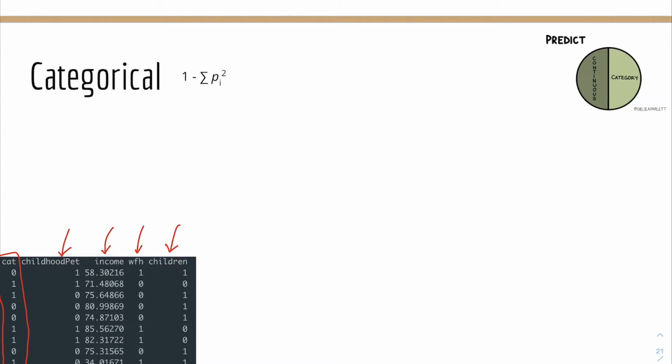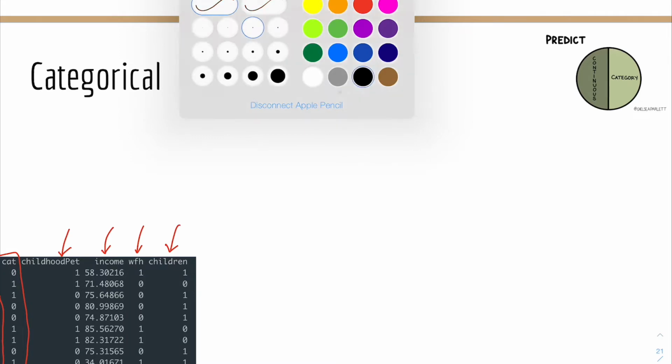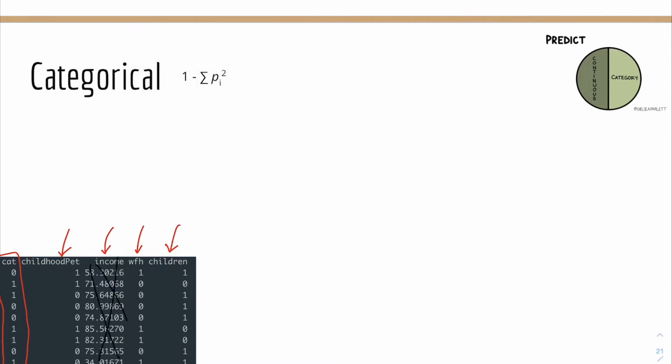Now, how do we decide what is going to be the root node of our tree? Well, we do it with math, and the way that we do it is we look at each variable. For now, I'm going to ignore income. I'm only going to look at the categorical variables. But what we do is we essentially try out each variable and see how well it does. So let's start with work from home. If work from home is our root node, then we can have two branches. We can have yes, they work from home, or no, they do not work from home.